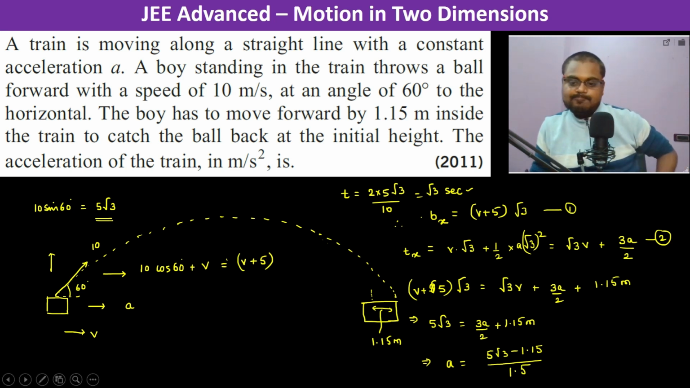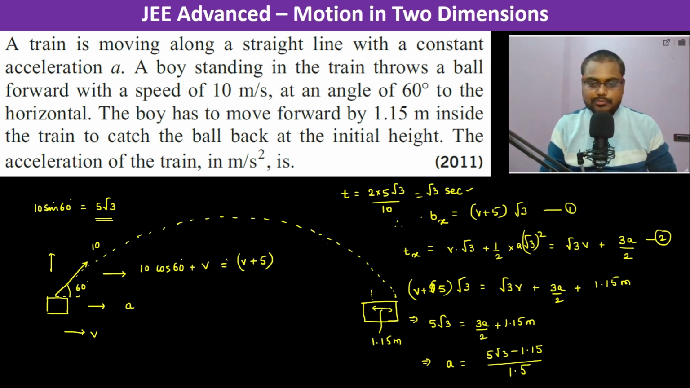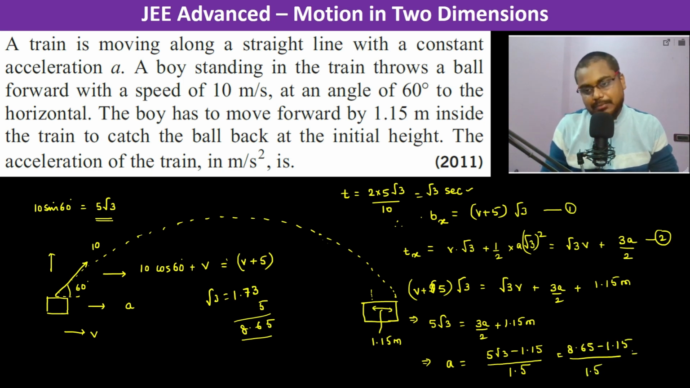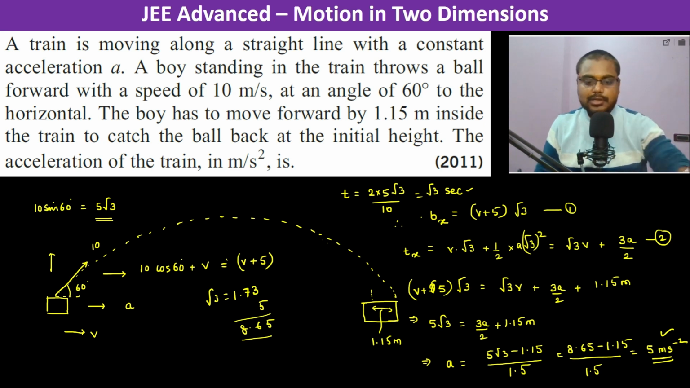So we have to calculate the entire thing. So √3 is 1.73. So this becomes 5 into 1.73, which is 8.65. So 8.65 minus 1.15 divided by 1.5. So this is 7.5 divided by 1.5, that is 5. So acceleration is going to be 5 meter per second square.